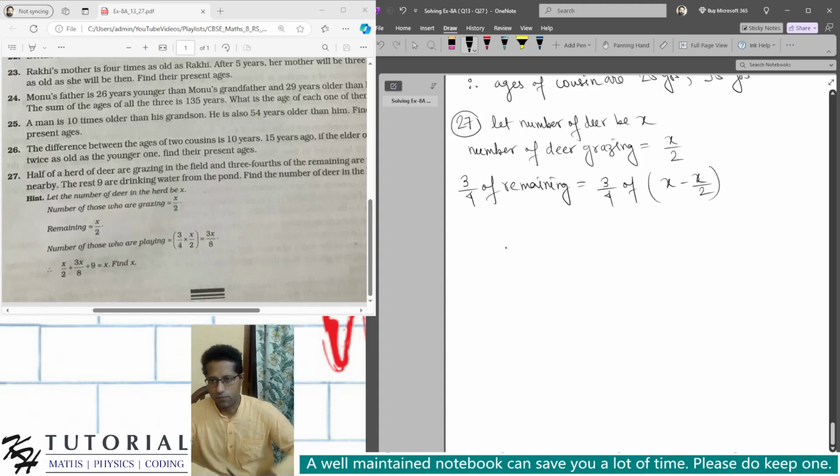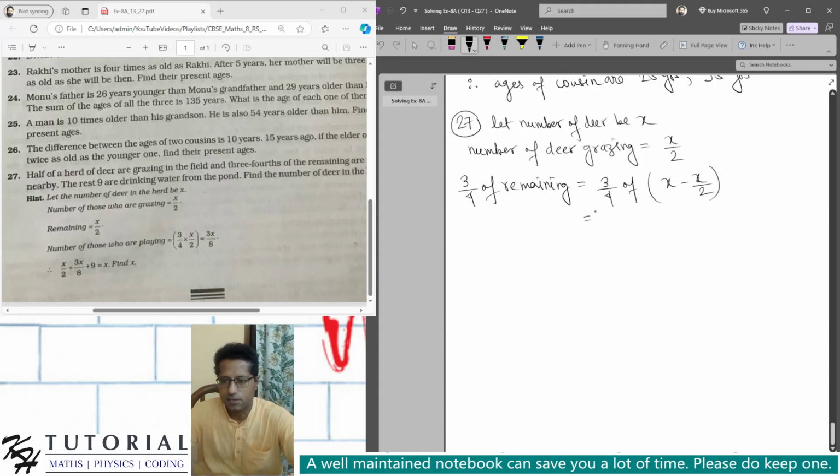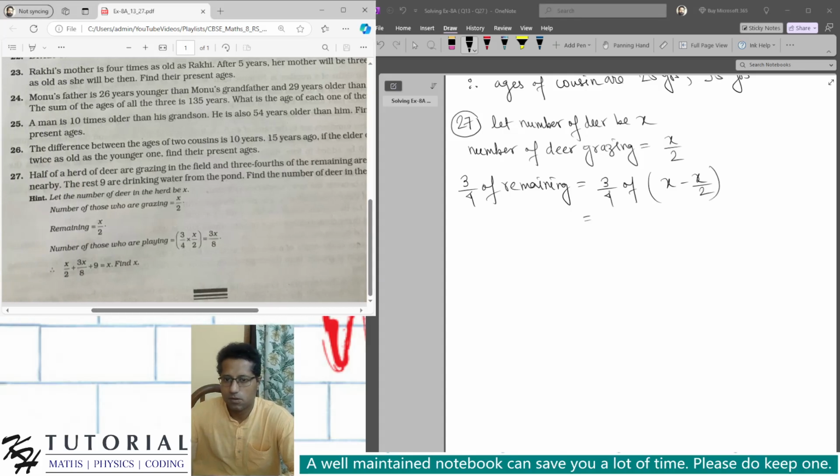x is the total number of deer. Among the total number of deer, x by 2 deer are grazing. So what is the remaining? x minus x by 2. And it is said that 3/4 of the remaining are playing. So we are finding out what 3/4 of the remaining is.